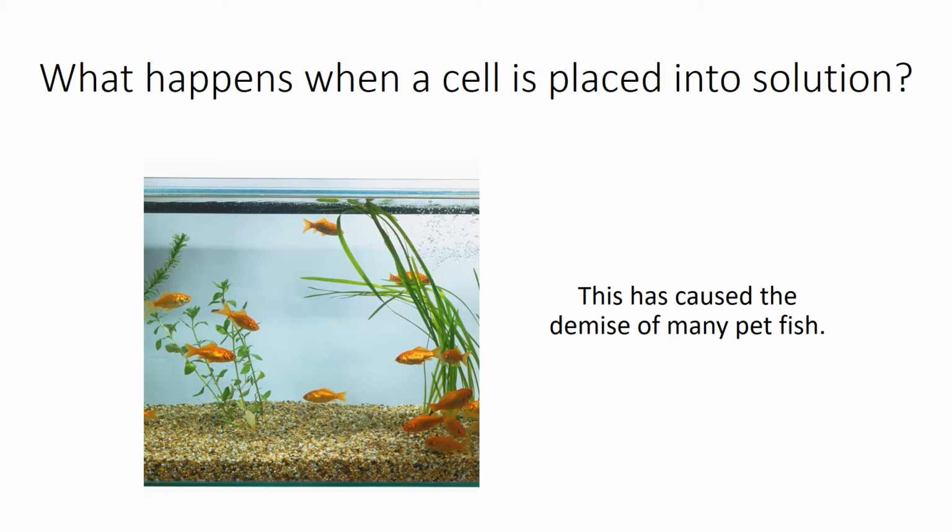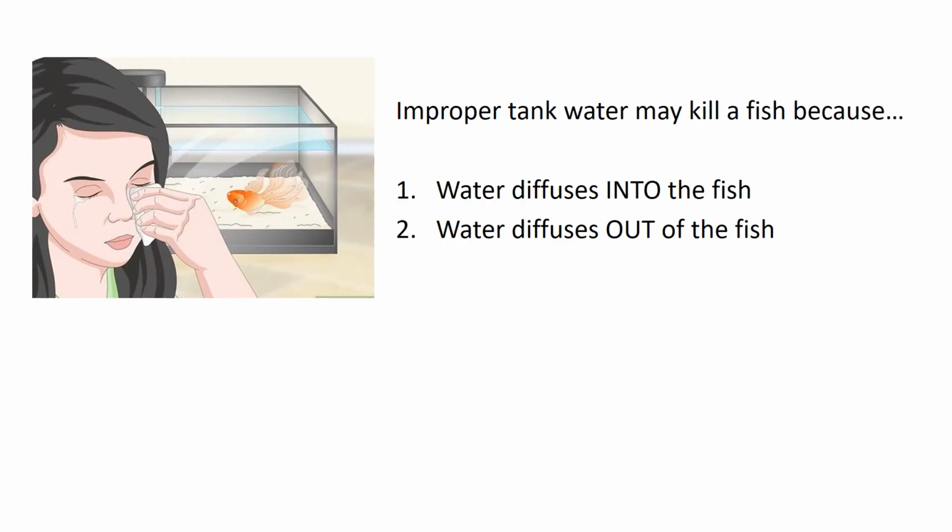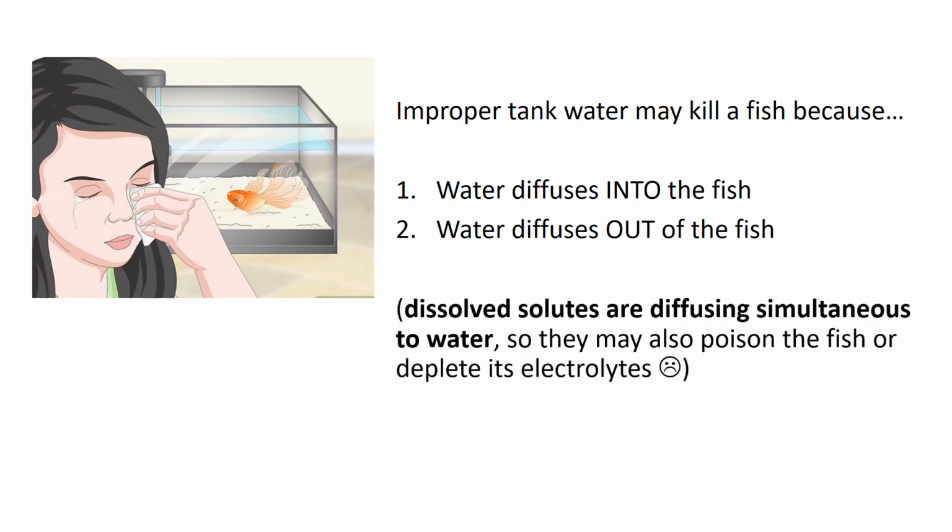This has caused the demise of many pet fish. Improper tank water concentration may kill a fish if water is diffusing into the fish, or perhaps water is diffusing out of a fish, and it's becoming dehydrated. But simultaneous to the movement of water, solutes are diffusing in and out of the fish as well. So they may also poison the fish or oppositely deplete it of electrolytes if the solutes are moving out.